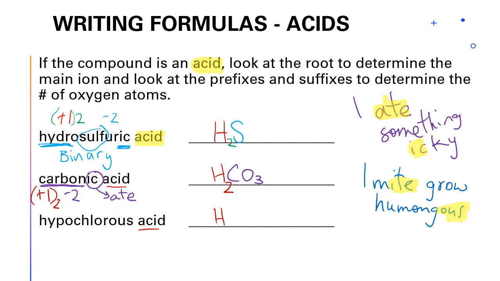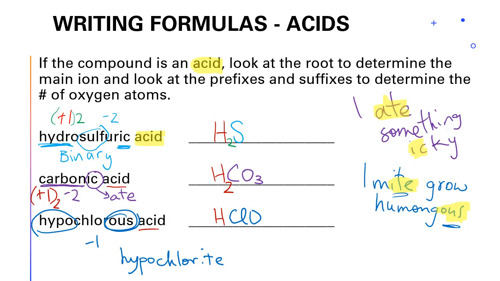All right, then we have hypochlorous acid, ous. I might grow humongous, so I'm looking for chlorite, but in this case it will be hypochlorite. Hypochlorite has the chemical formula ClO with a -1 charge. You can look that up on your polyatomic ion list. You will be looking up hypochlorite. ClO with a -1 charge. We still have hydrogen with a +1 charge, and since those charges cancel out, then HClO is just it, and that's all we have to do.